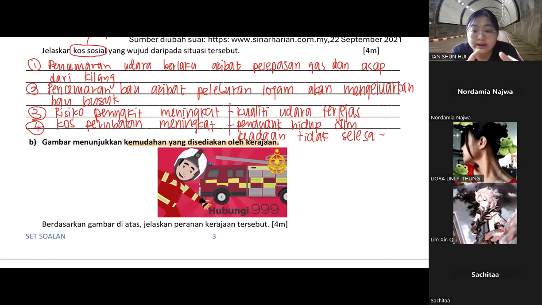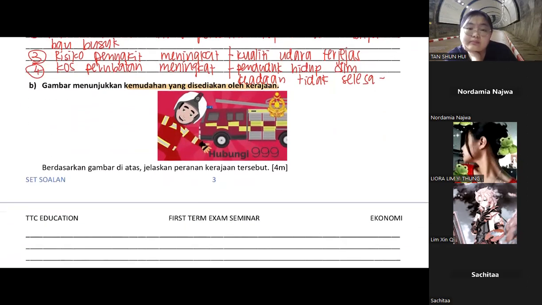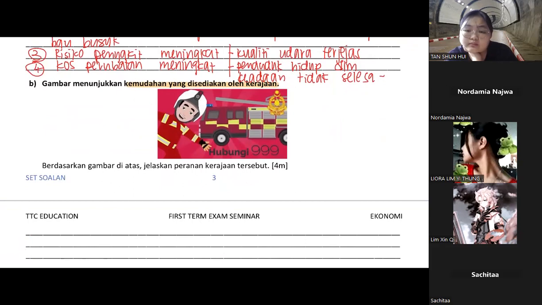Like school is the barang awam. Education is the barang sosial. Balai polis, balai bomba is barang awam. The keselamatan service, keselamatan is the barang sosial. So you see, this firefighter is to protect you from fires. So this is social. Can I understand? You still didn't get the difference?